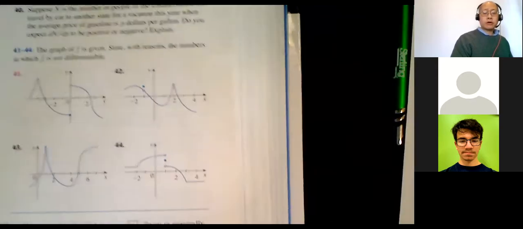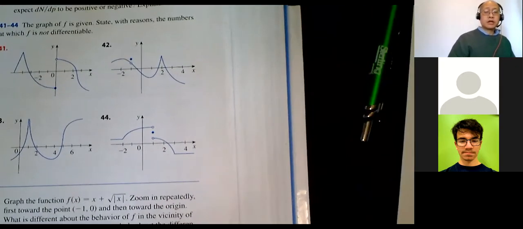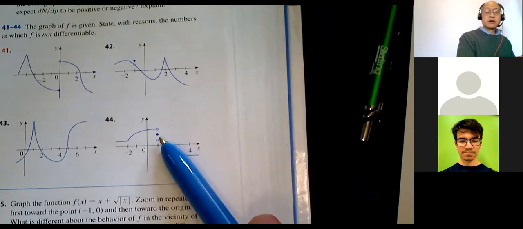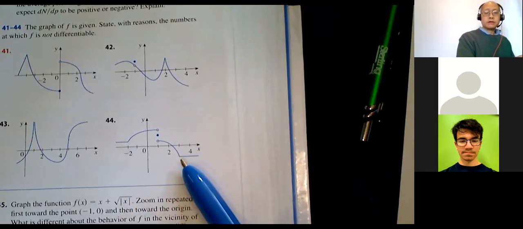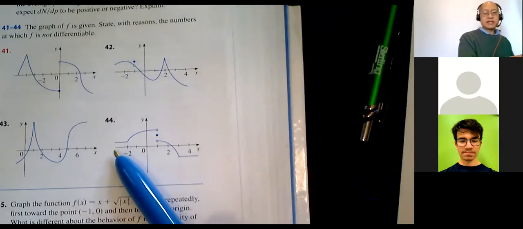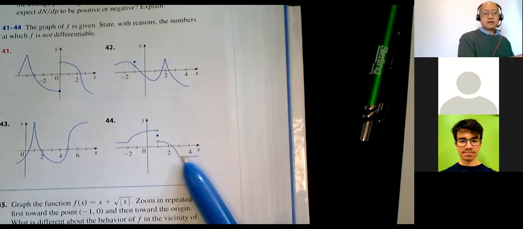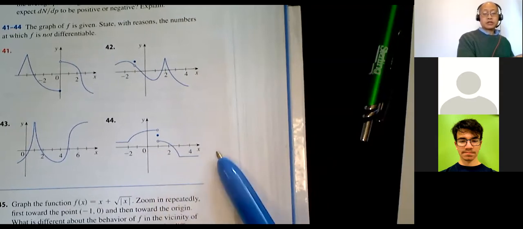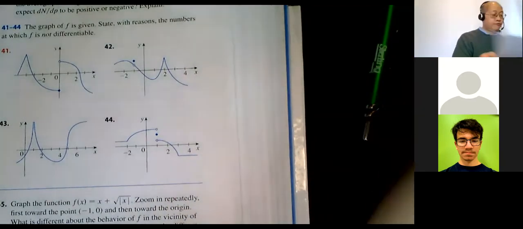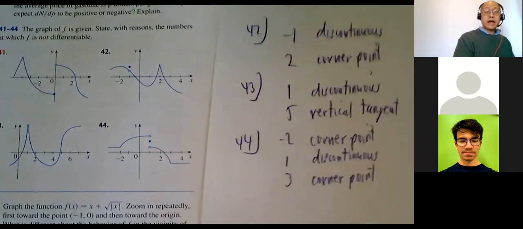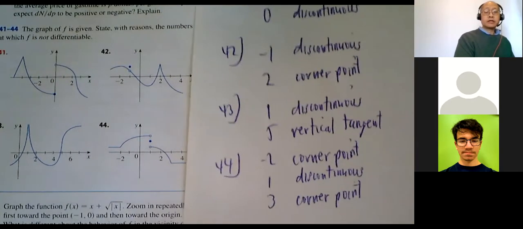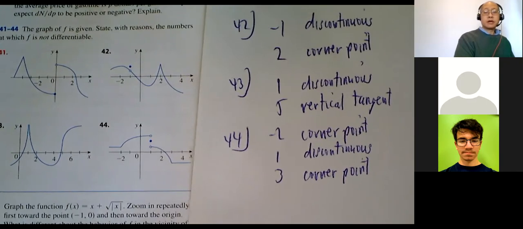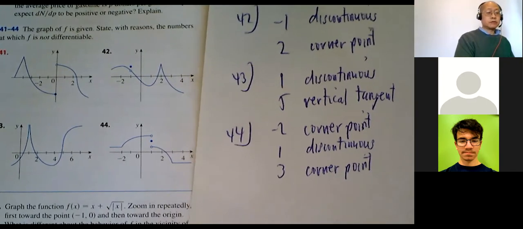And finally, 44. Where's the function not differentiable? Corner point, discontinuous, corner point. They don't make roller coaster rides like that, right? Or like that. That just doesn't look right. That looks okay. That does not look okay. That's okay. And going straight, that seems okay. So for 44, the x coordinates: -2 is a corner point, x equals 1 is discontinuous, and x equals 3 is a corner point also.